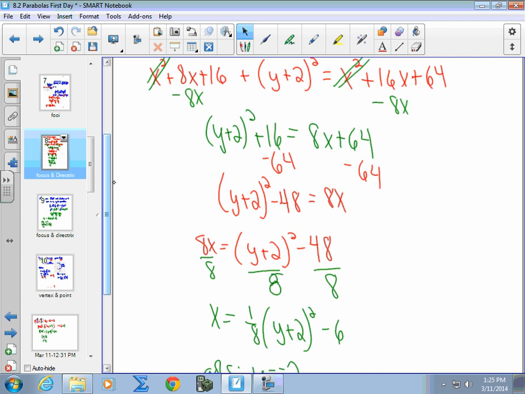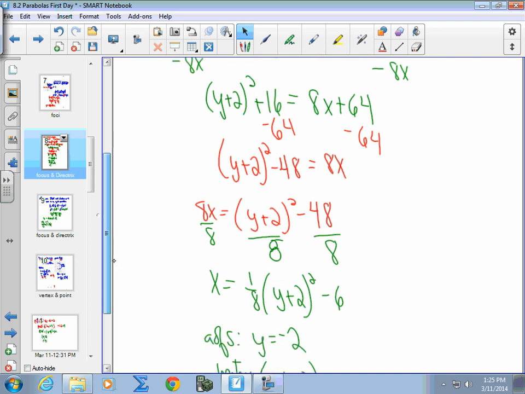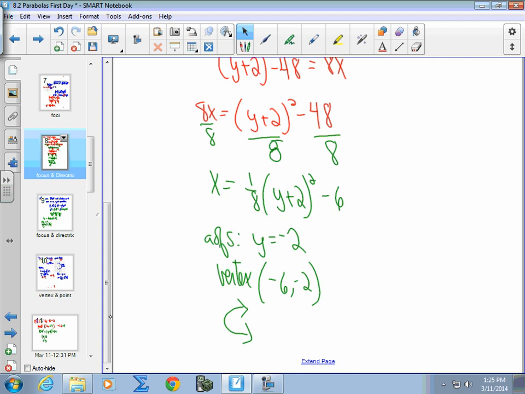If a is a positive number, it opens to the right. If a is a negative number, it opens to the left. Think about it this way, y'all. If you've got an x-axis, you've got a positive x here, a negative x here. It's opening this way, facing towards the positive x. If it opens this way, it's facing towards the negative x, so a is negative. Okay?